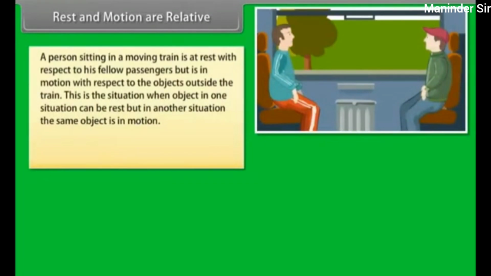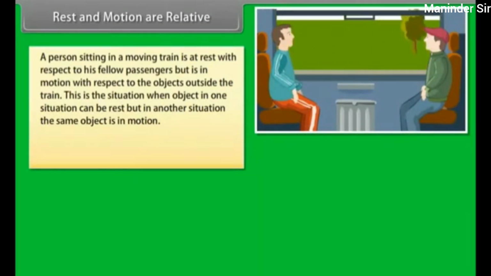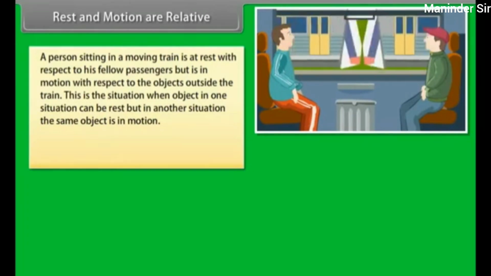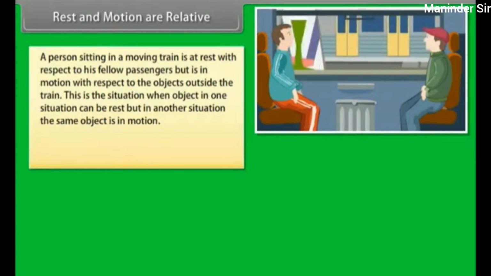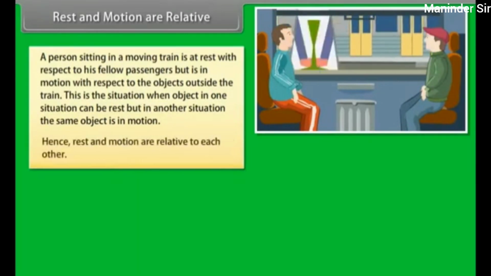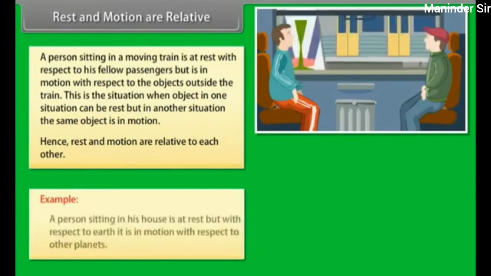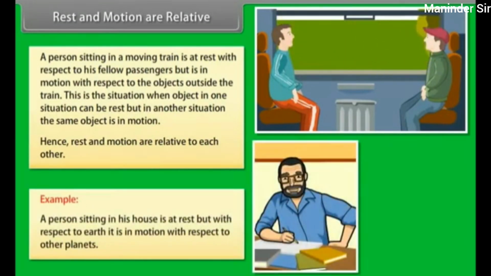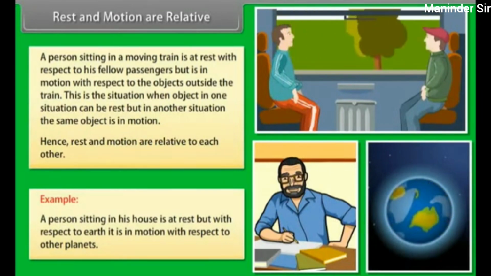Rest and motion are relative. A person sitting in a moving train is at rest with respect to his fellow passengers, but is in motion with respect to the objects outside the train. This is the situation when an object in one situation can be at rest, but in another situation the same object is in motion. Hence, rest and motion are relative to each other. Example. A person sitting in his house is at rest, but with respect to Earth, he is in motion with respect to other planets.